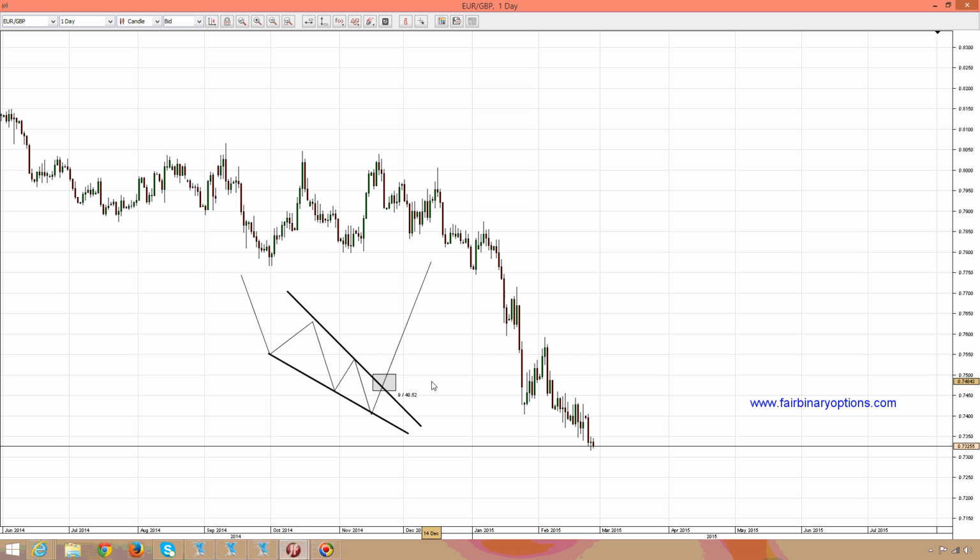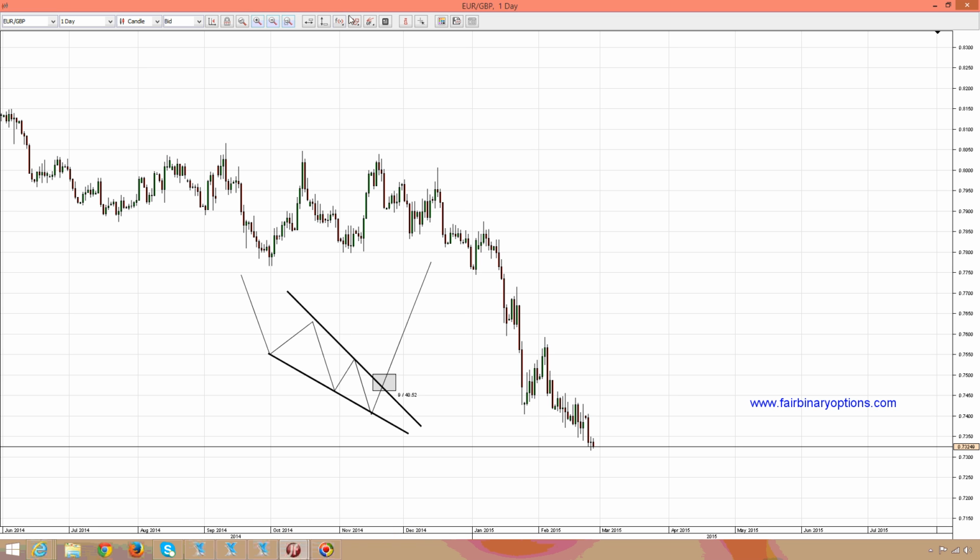Now this is the daily chart, so obviously it makes no sense to buy call options on the 5-minute chart with 5-minute expiration if the time frame is such a big one when the wedge is forming. And first of all, and second of all, the 2 to 4 trend line is not broken.